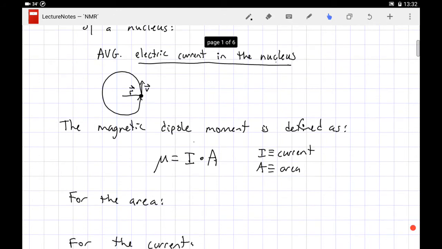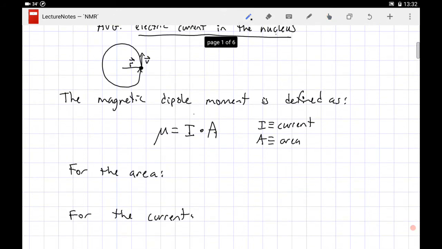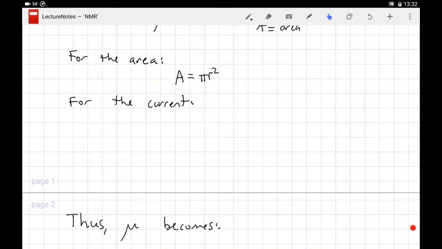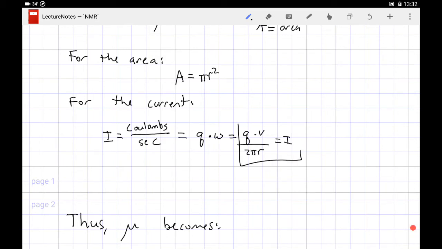So let's look at our circular motion again. Now that area, the enclosed area, is pretty obvious. It's a circle, right? So pi r squared. Now for the current, however, we want to look at coulombs per second, right? And so what does that mean? Well, the current I is coulombs per second. So that's going to be the charge times the angular velocity, which is the charge times the linear velocity over 2 pi r. And that is going to be our current I.